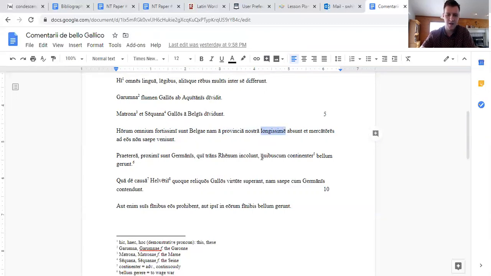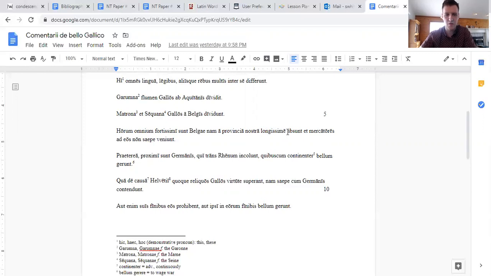Longissime, this is so that ISS business, that's a good way to recognize the superlative degree of adjectives. So this is the superlative form of longus, a, um, which means long or far, something like that. And it's superlative and made into an adverb, that long E at the end of an adjective-looking stem. It's going to be adverbial.